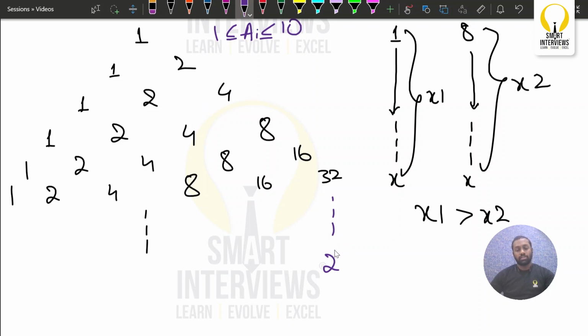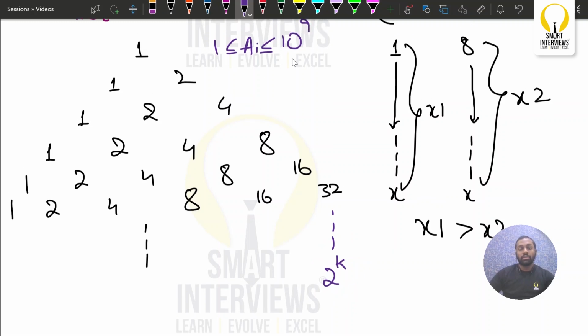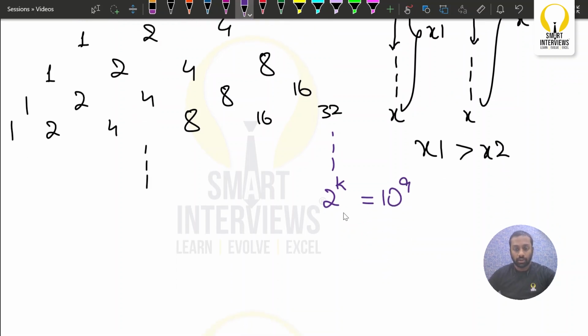Let's not keep it as x. Some 2 power k value. Now this 2 power k value, I know that maximum it can be is 10 power 9. So if I take 2 power k as 10 power 9, what do I get k as? I'll get k as log of 10 power 9 base 2. This will approximately come out to be 30.